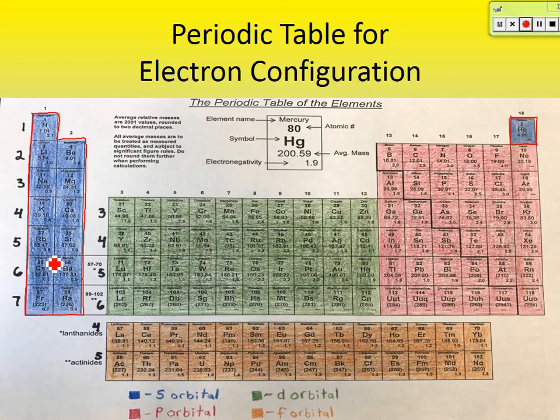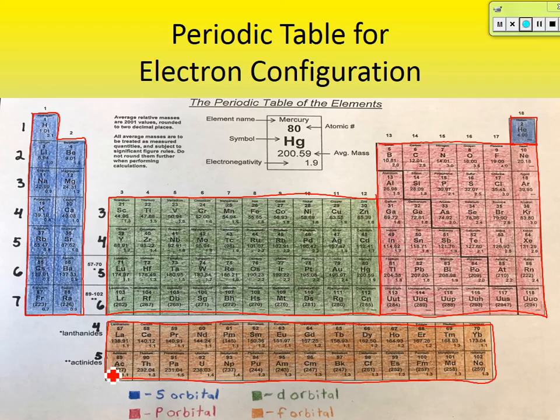Okay, and once you're done with that, I would like you to take this block of elements and color it a different color. I colored mine red. If you want to color it red, great. When you're done with that block of elements, we're going to color this block of elements a different color. And then finally, I want you to color these bottom 2 rows on the periodic table a different color.